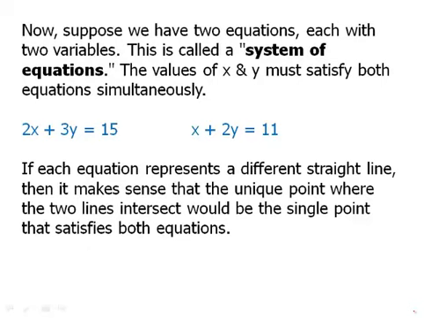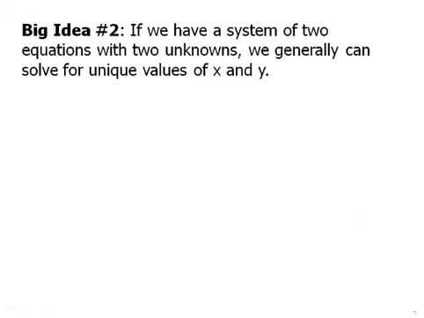So if you pick one random line and pick another random line, chances are very good that they're going to intersect somewhere. And they intersect at one point, and that one point would be the solution. So algebraically, when we're finding that solution, what we're doing is finding the point geometrically where they intersect. So big idea number 2 is, if we have a system of two equations with two unknowns, we generally can solve for unique values of x and y.